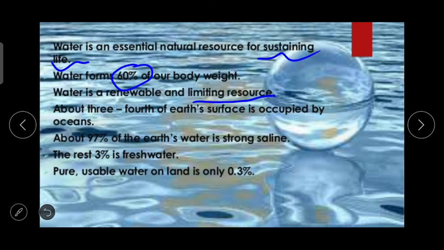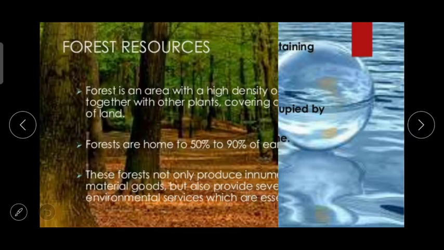About 3/4 of Earth's surface is occupied by oceans, which means we are not using that water for our daily needs. About 97% of the Earth's water is strongly saline, which is of no use. The rest 3% is fresh water, and pure usable water on land is only 0.3%. And continuously the population of the world is increasing, and that's why we are facing the problem of water scarcity in the world, everywhere, in every part of the world.